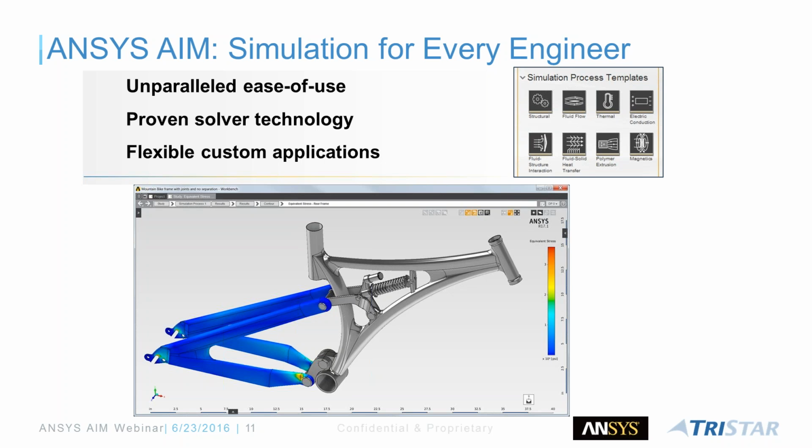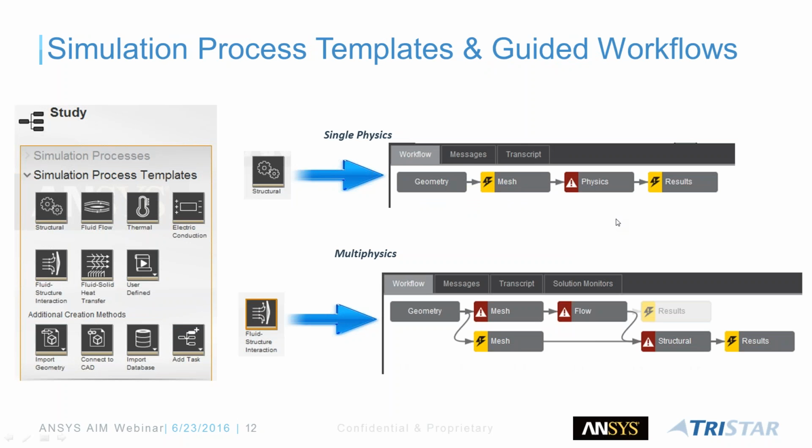So it's really a platform for multi-physics simulation, while at the same time allowing single physics. You could be doing just a simple structural analysis, or just fluid flow, just thermal, or electric conduction. All these little icons that you see here are the process templates that come out of the box: single physics ones, fluid structure interaction, fluid solid heat transfer, magnetics, and so on. And you can also quickly create your own custom templates.